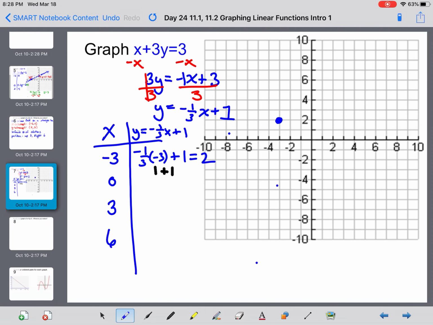Now let's plug in 0. So I'm going to take -1/3 times 0 plus 1. Well, -1/3 times 0 is 0. 0 plus 1 gives me 1. So now I have the point (0, 1).